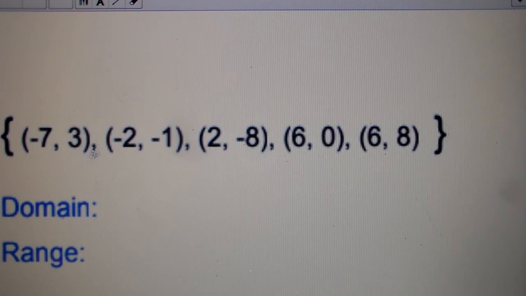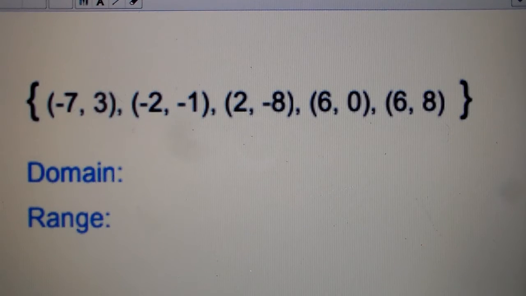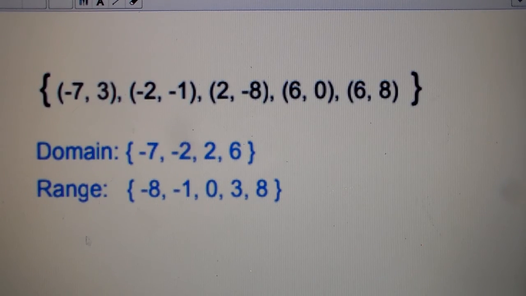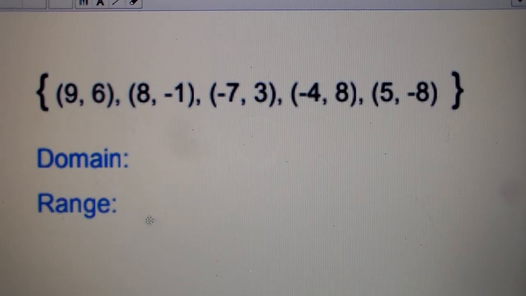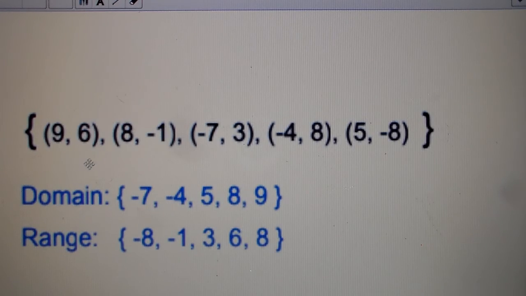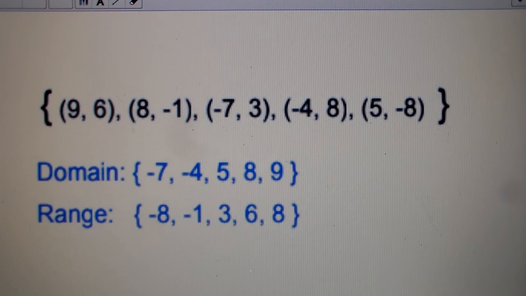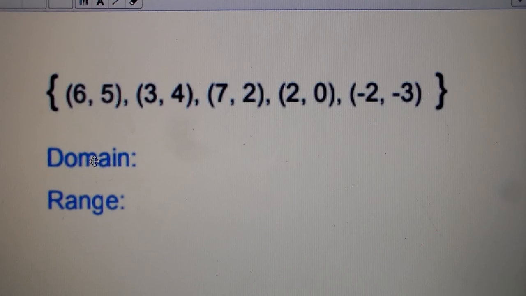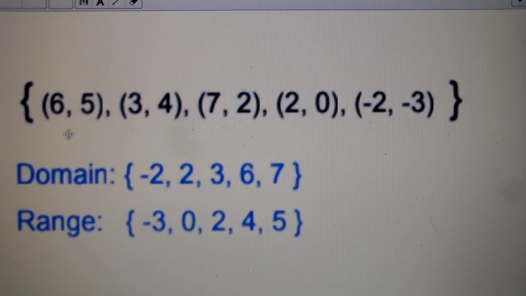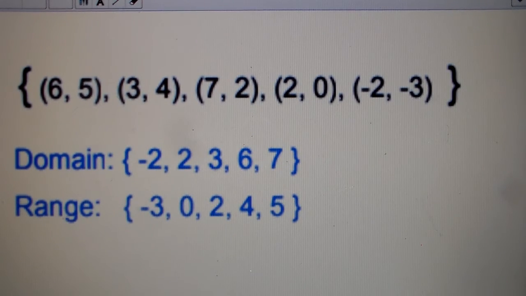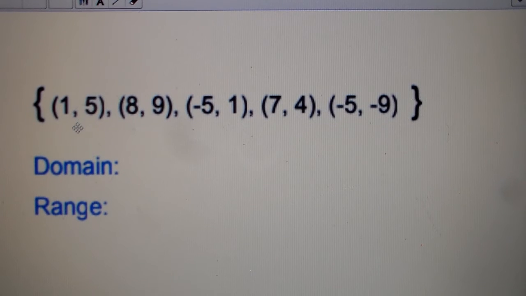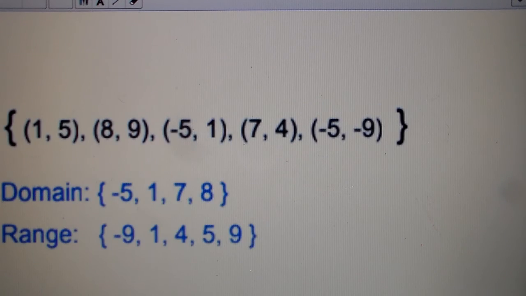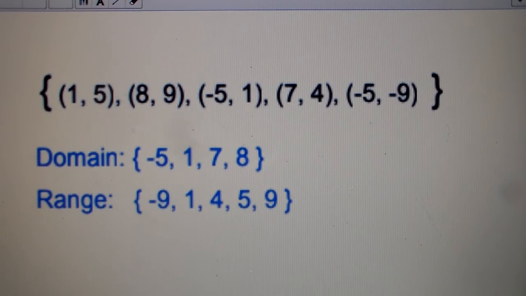Why don't you try this one on your own? See if you could do it. There's your answer. Why don't you try this one on your own? Hit the pause button. There's your answer. Try this one. Here's your answer. And there's your answer for that one.